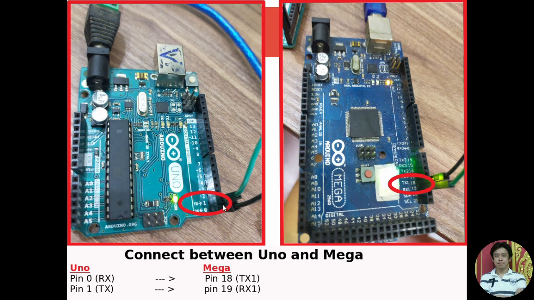How to connect Arduino Uno with Arduino Mega? From Uno, the serial pins are pin number 0 RX and pin number 1 TX. For Arduino Mega, there are several serial pins, but we use only Serial1 at pin 18 TX1 and pin 19 RX1. From Arduino Uno, we connect pin 0 RX to Arduino Mega pin 18 TX1, and from pin 1 on Arduino Uno TX to Arduino Mega at pin 19 RX1.